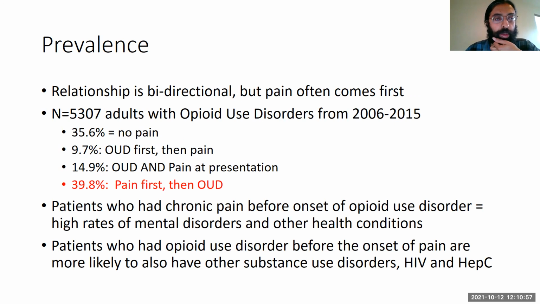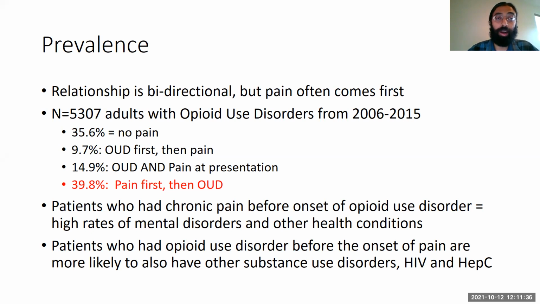And this is that study from 2017, where they looked at over 5,000 adults who had opioid use disorder. This was a clinic that treats individuals with opioid use disorder, and they did chart review over about a 10-year period. What they found was that out of these 5,000 adults, only about 35% had no history of pain. For about 9 or 10%, the opioid use disorder came first, and they developed chronic pain at some point. For about 15%, they had both opioid use disorder and chronic pain at presentation.